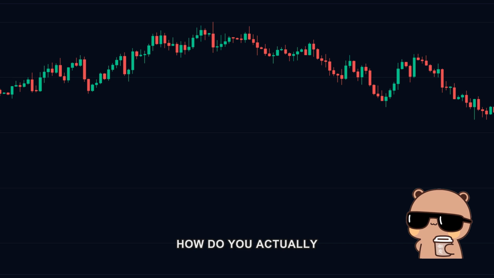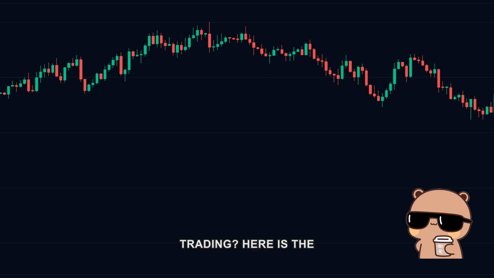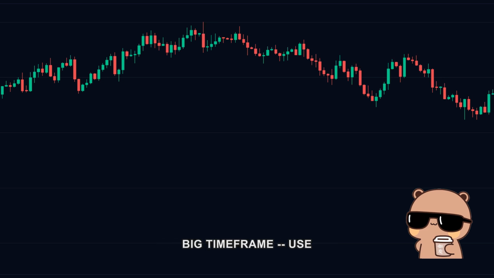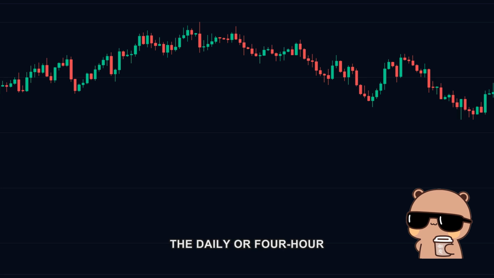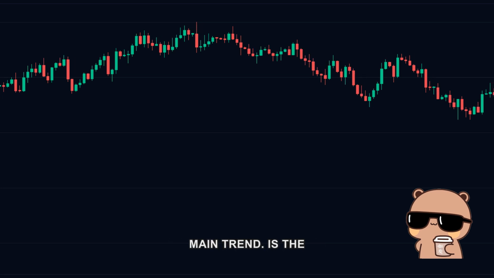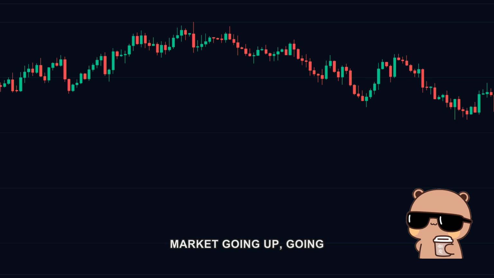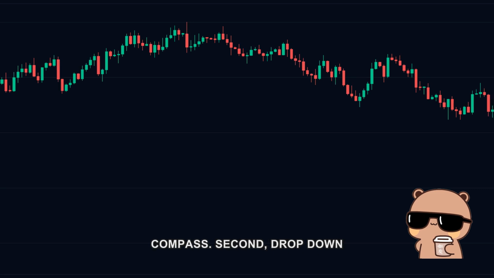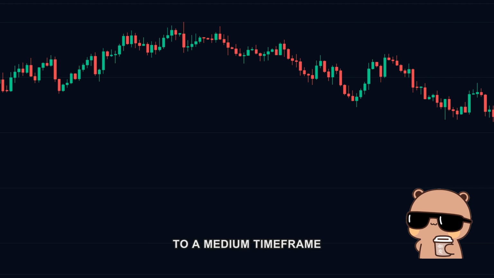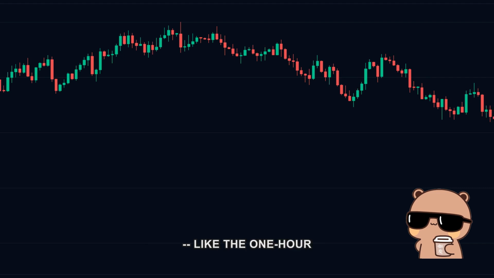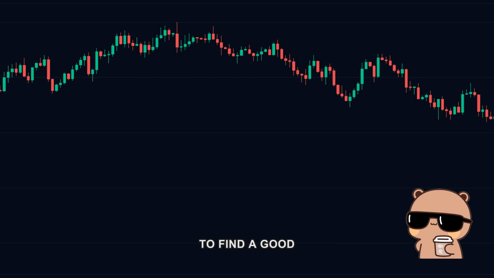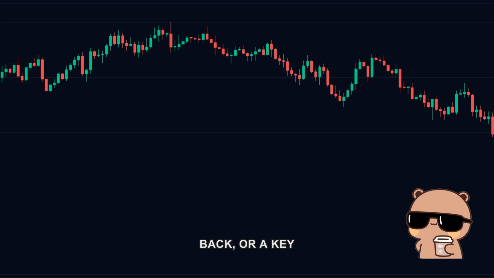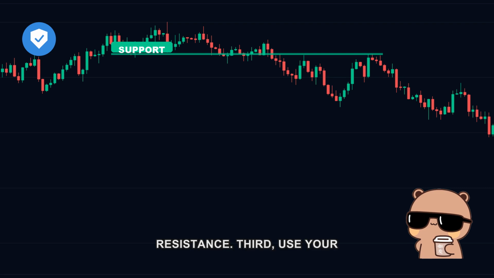So how do you actually use this in your trading? Here is the simple Dudu method. First, always start with the big time frame. Use the daily or 4 hour chart to find the main trend. Is the market going up, going down, or just moving sideways? This is your compass. Second, drop down to a medium time frame, like the 1 hour or 30-minute chart, to find a good area to enter. Look for the price pulling back or a key level like support or resistance.